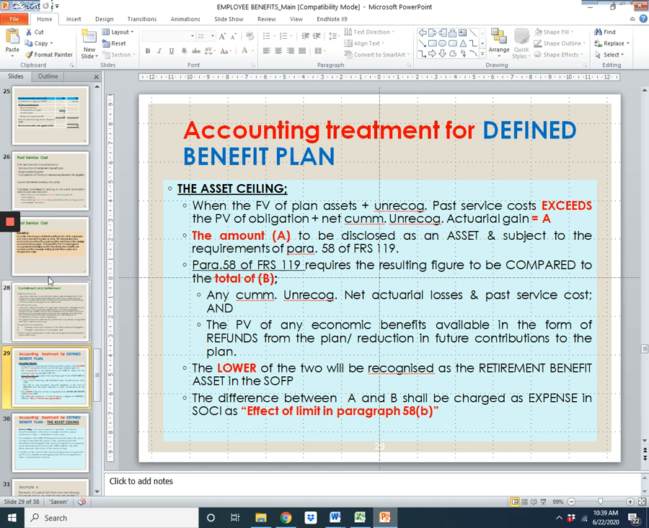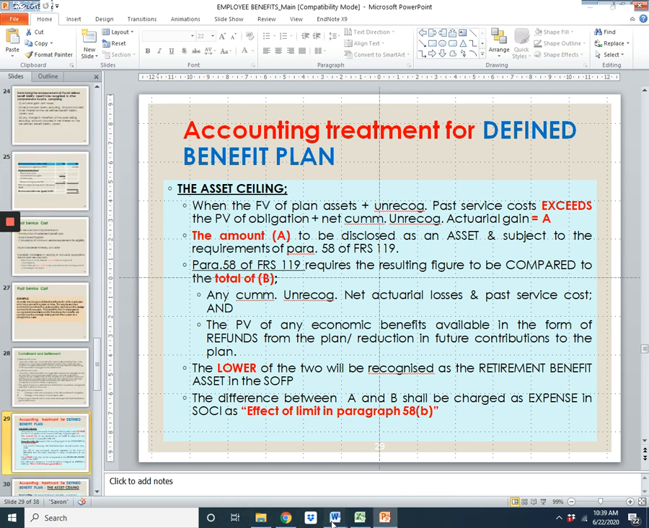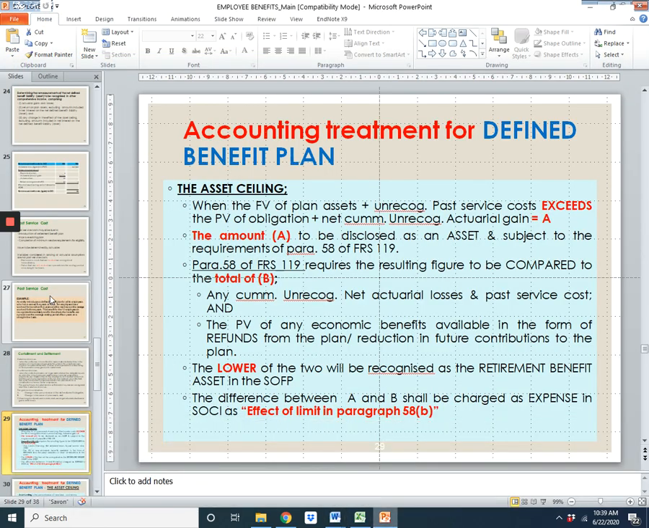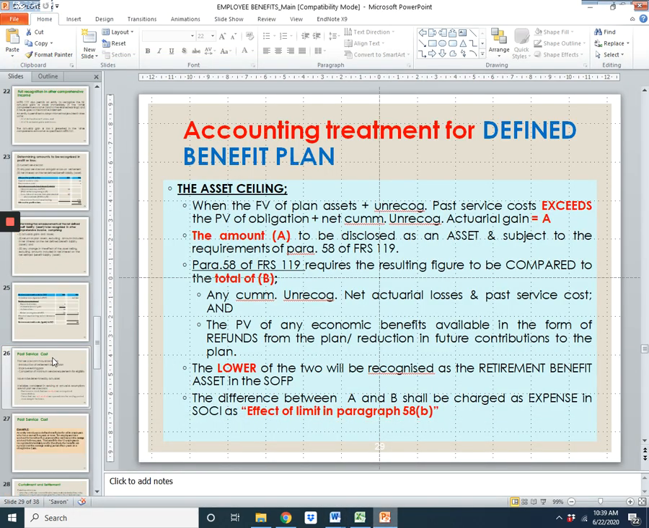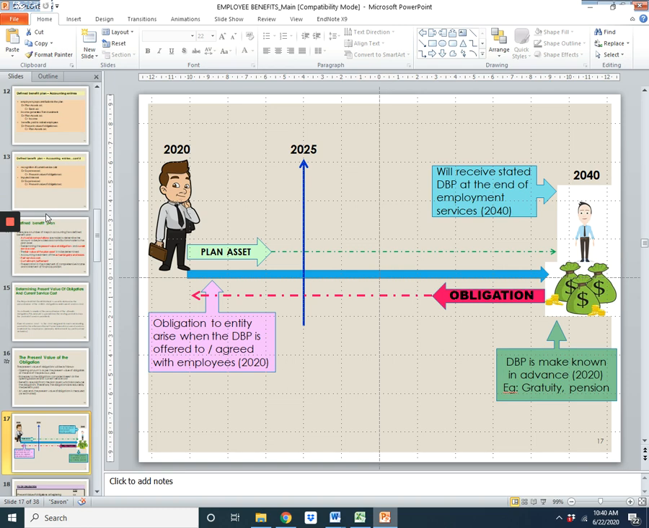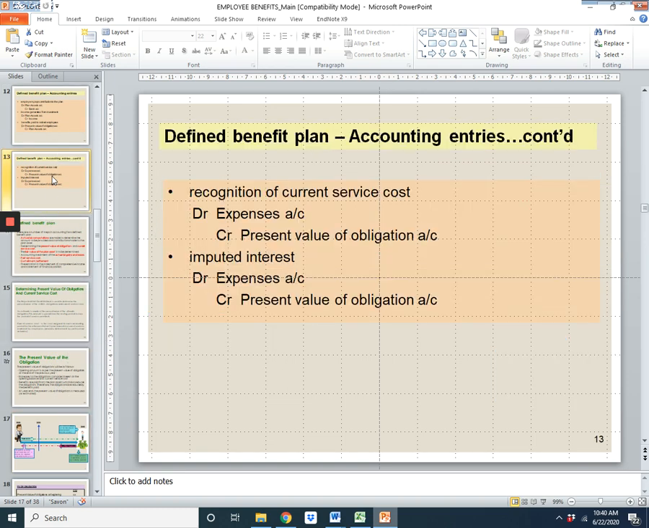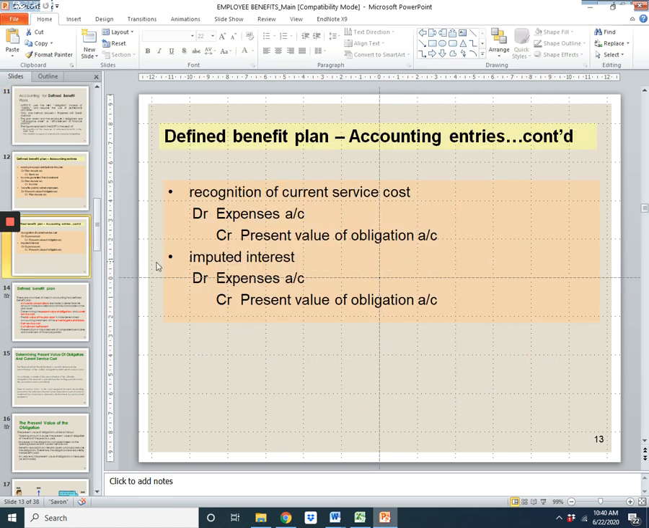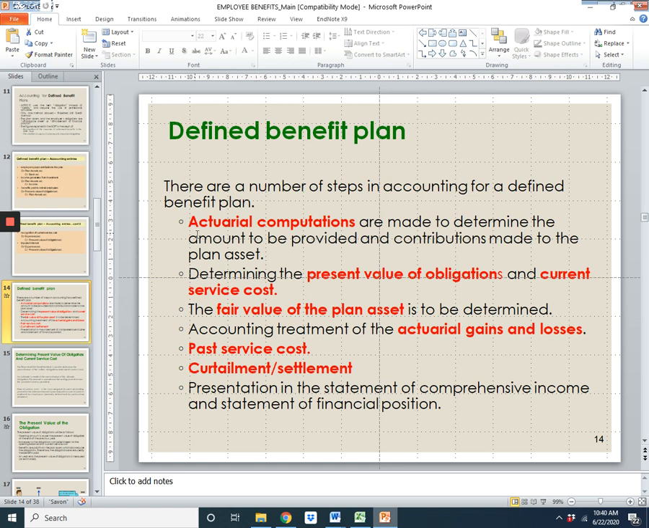Okay, so we have, let's go to illustration. One of the illustrations so that you will be able to see how to use the calculation here, in order for you to recognize or show in your financial statement. Okay, so before we go to illustration, I just repeat back what is mentioned here. Okay, this is the journal entry. So this is the accounting for defined benefit plan. So defined benefit plan, it gives rise to obligation. Okay, present value. Defined benefit plan, it gives rise to present value of obligation.